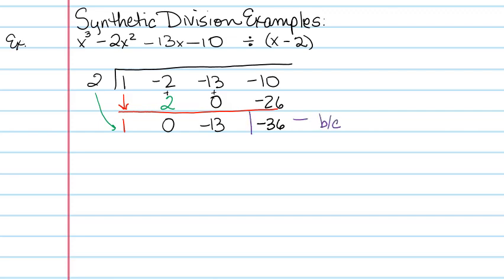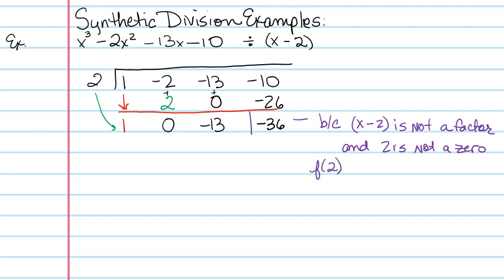So what we know about this, first of all, x minus 2 is not a factor, because there's a remainder. 2 is not a 0. But what we do know is that f of 2 is going to be negative 36, which corresponds to the point (2, negative 36), when we get around to graphing.